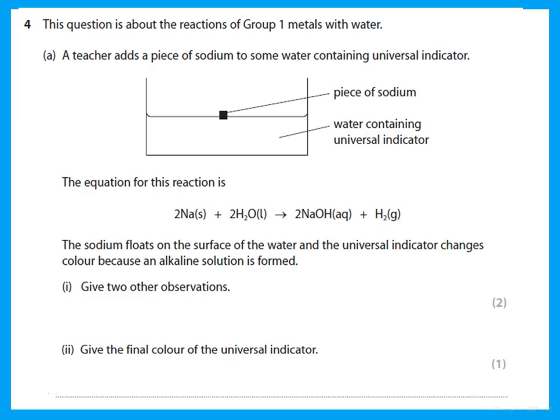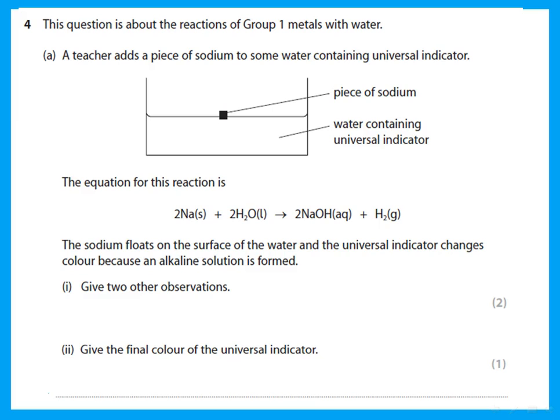Question 4 says, this question is about the reactions of group 1. He says a teacher adds a piece of sodium to some water. The equation for this reaction is this. The water contains universal indicator. The sodium floats, so he already tells me that the sodium floats. The universal indicator changes color because alkaline solution is formed, sodium hydroxide.